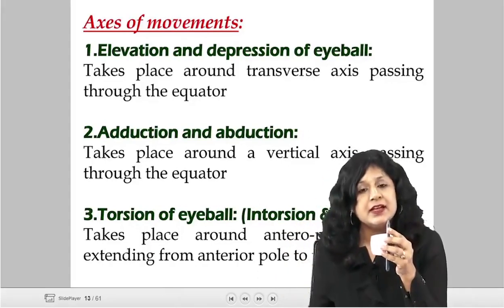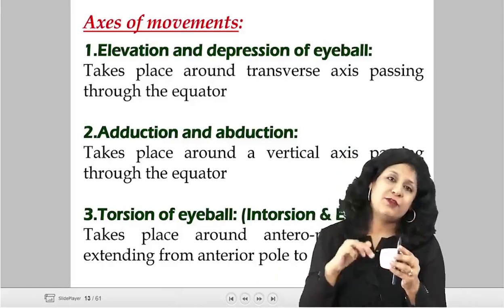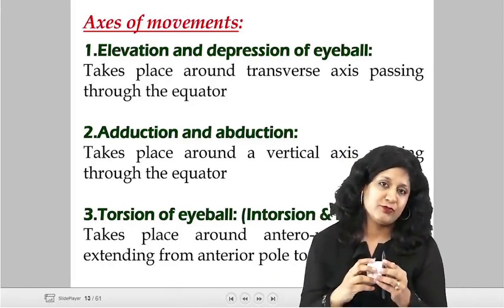Then the third thing is when I am talking about the rotatory movements.